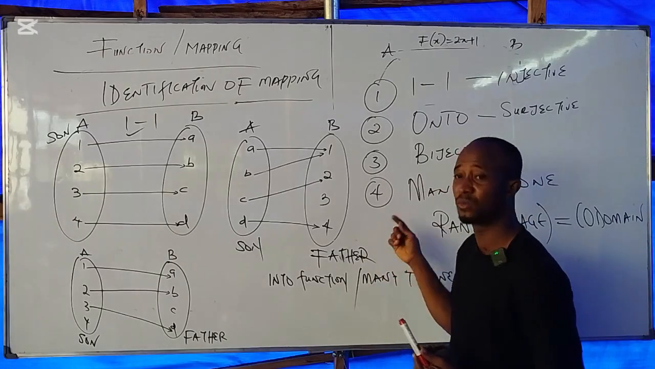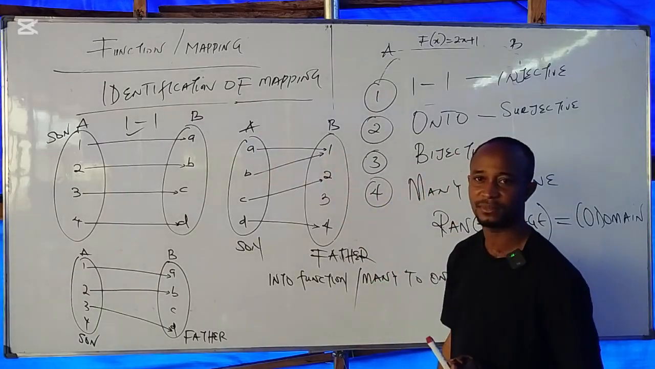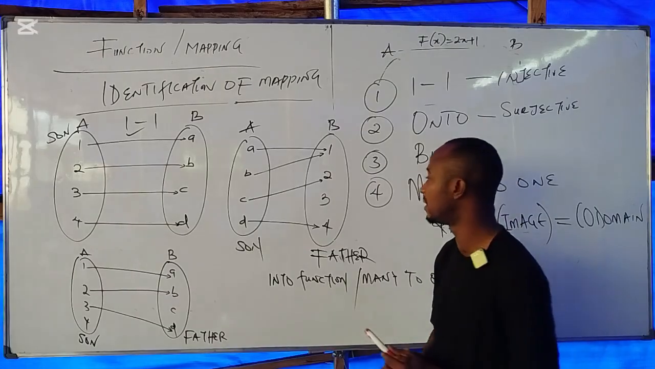So if it is not an onto function, then what kind of function will it be? It becomes many-to-one. Many-to-one. Are you following now? All right.